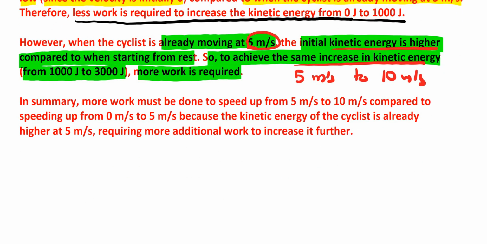So in summary, more work must be done to speed up from 5 meters per second to 10 meters per second compared to going from 0 to 5 meters per second, because the kinetic energy of the cyclist is already higher at 5 meters per second, requiring more additional work to increase it further. All right, so that's a very good explanation for this particular problem here.